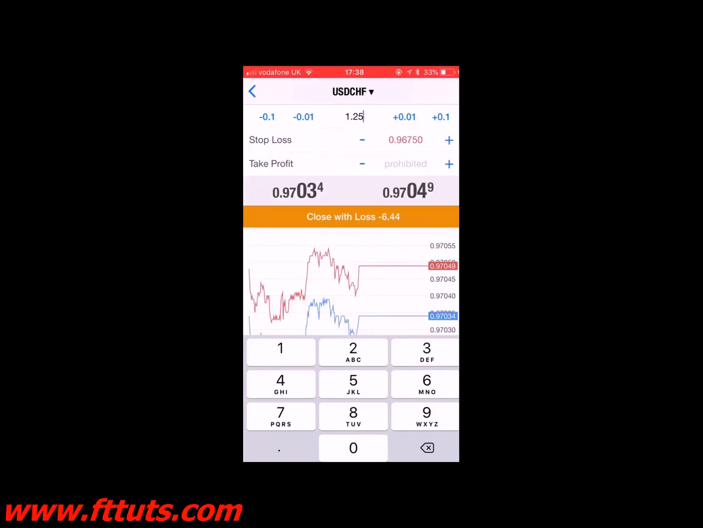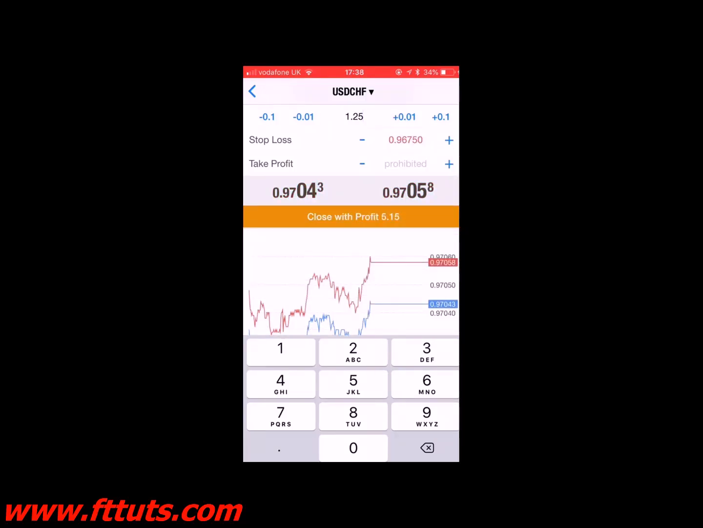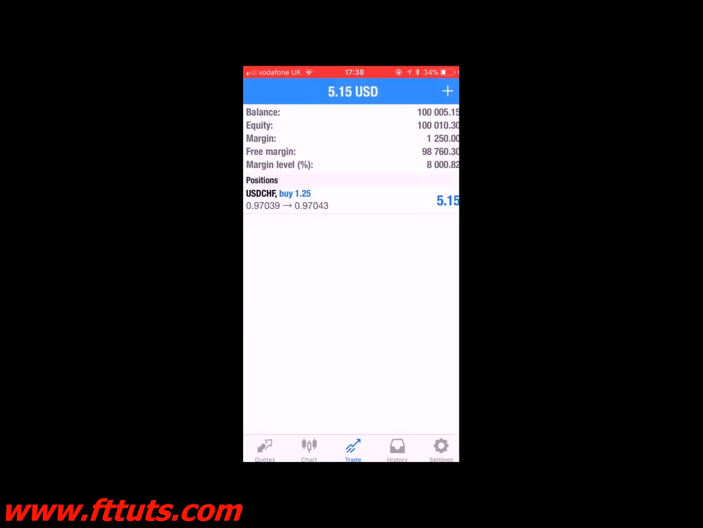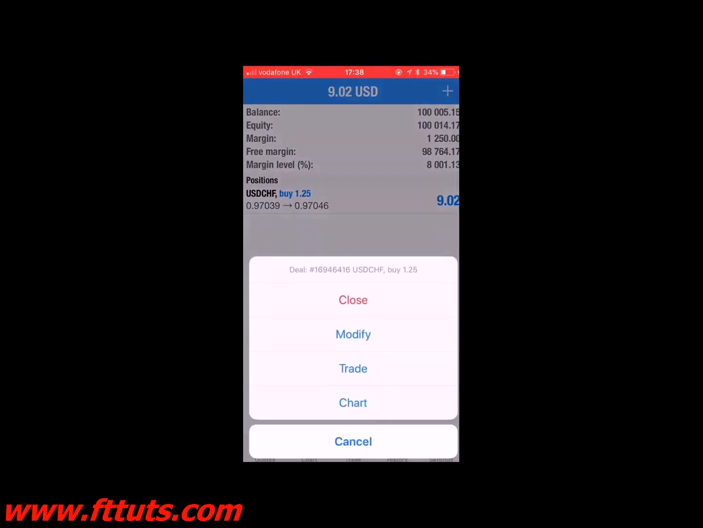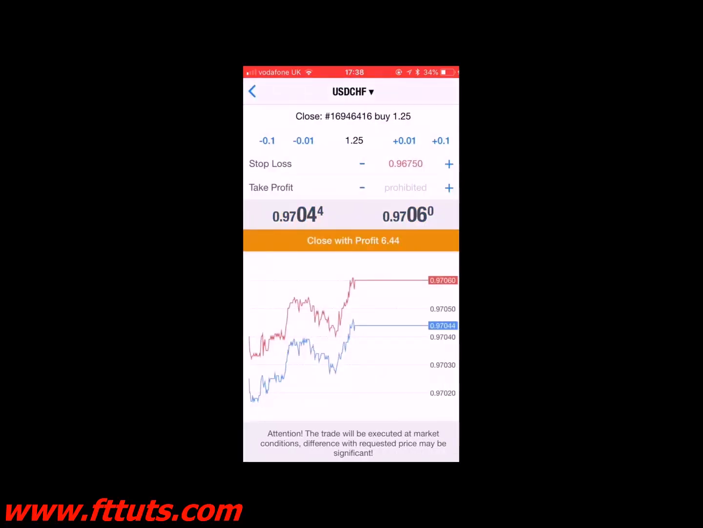Surprisingly enough, even people that you wouldn't expect, a lot of people do not know how to do this. So just wait for it to go into profit. There we go. So we just closed off 1.25 lots in profit. Go to close again, and basically we can keep doing this. We can just keep reducing the position size.